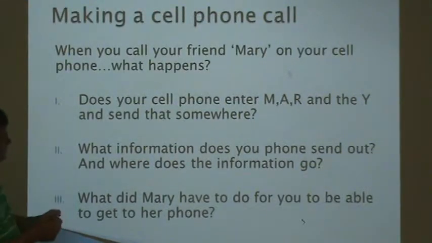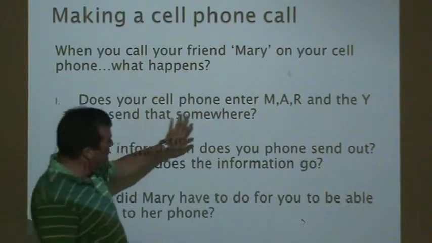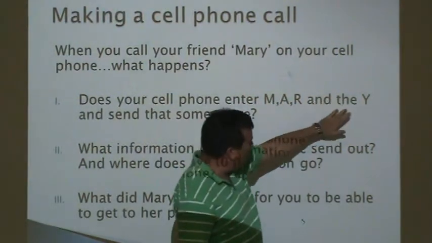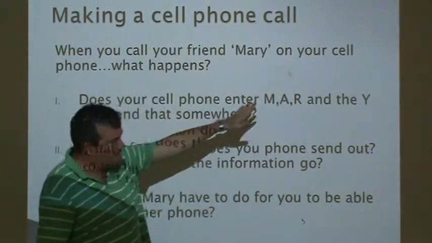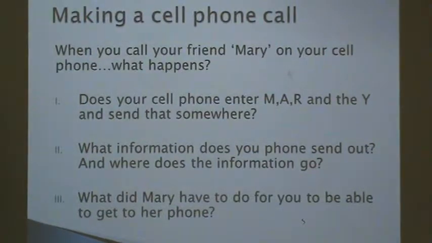So let me just ask a question. If you go to pick up your cell phone and you go to call a friend, let's say you have a friend named Mary, and you go through your cell phone and you find Mary and then you hit call, what happens? Does your phone dial M-A-R-Y and send that out somewhere? It gets her number. What it's saved under, I guess.